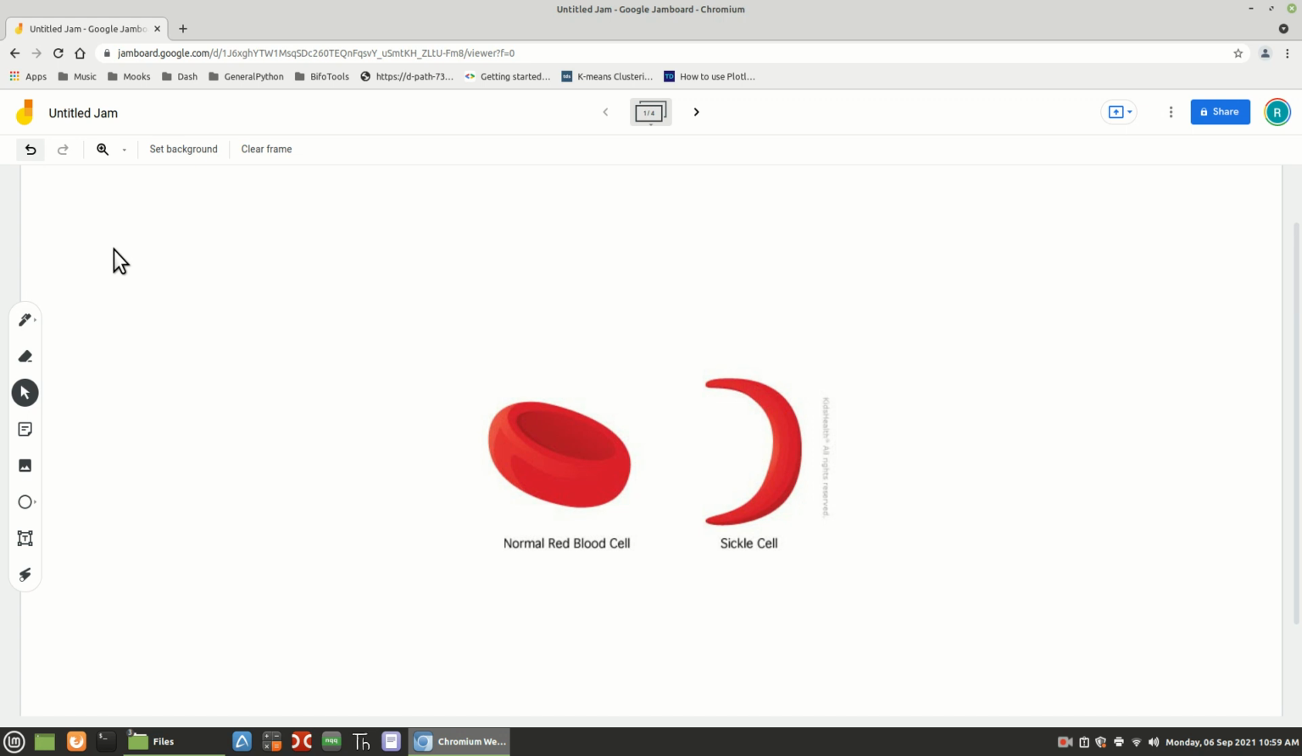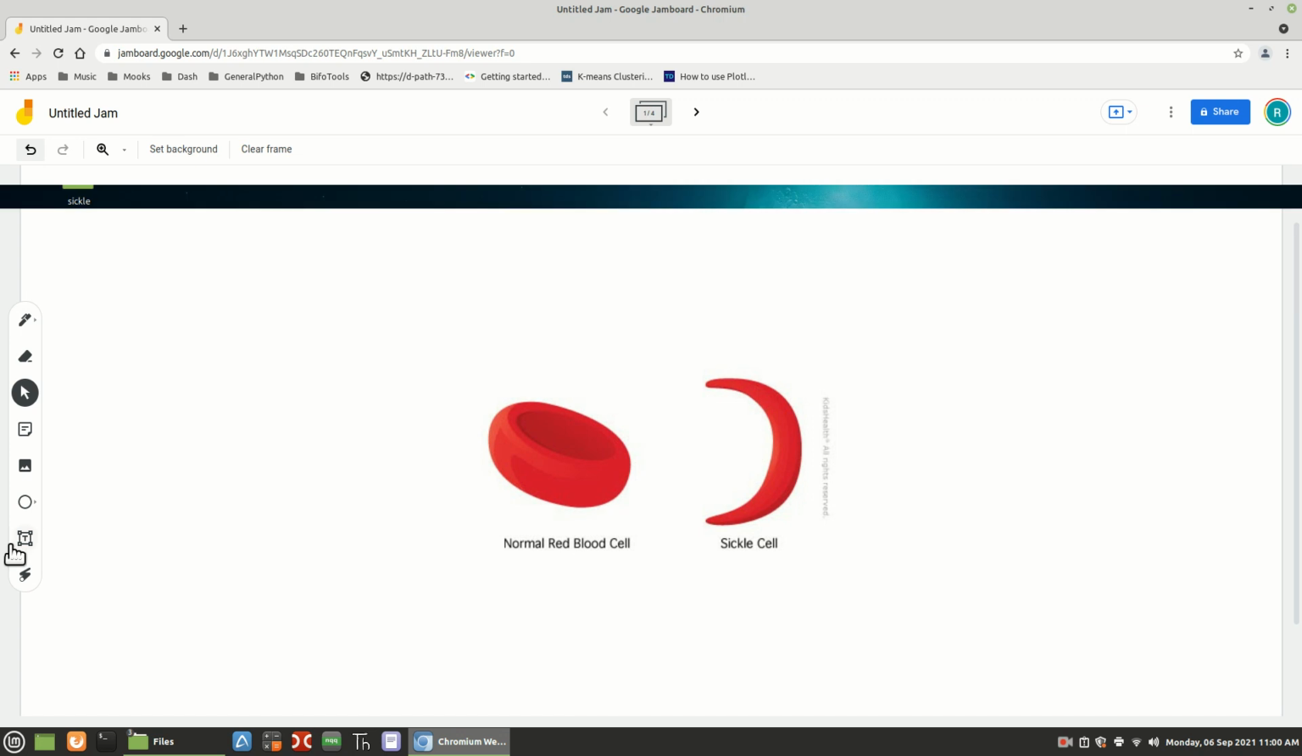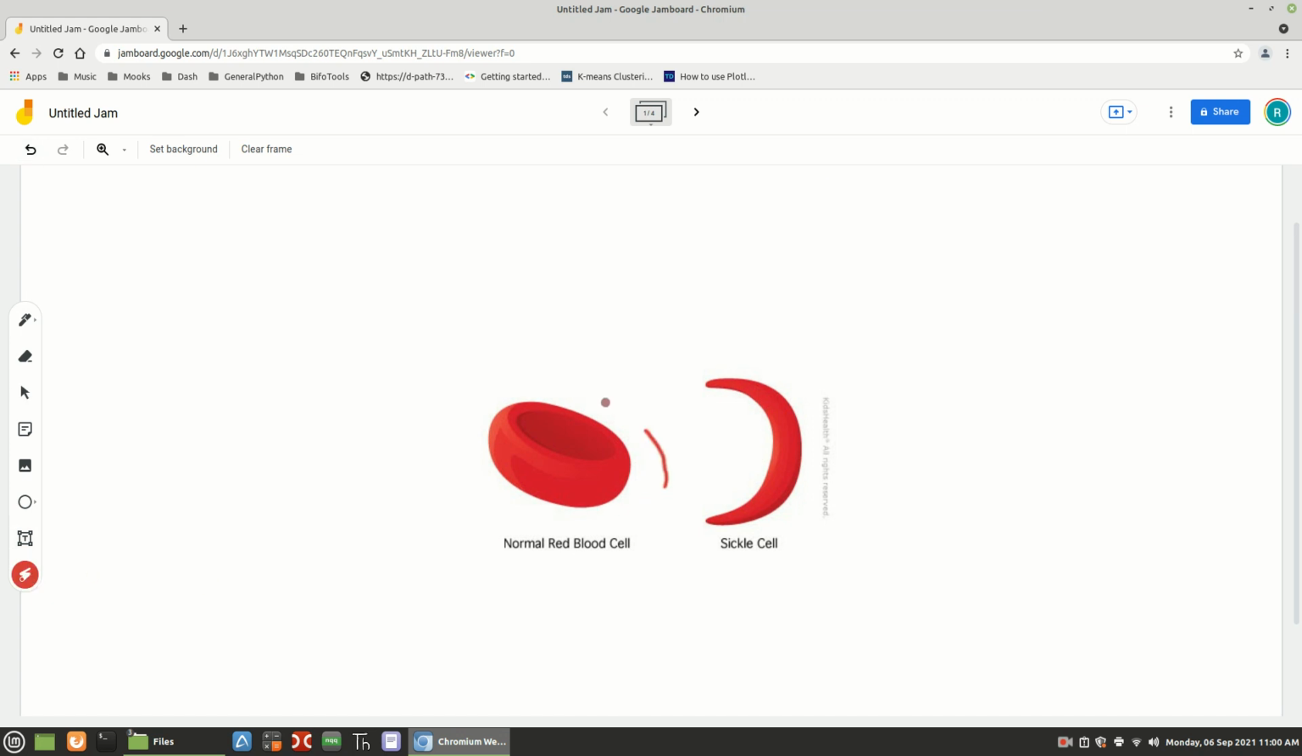Okay, in this video we're going to talk about the disease known as sickle cell anemia. Sickle cell anemia is caused by a change in the shape of your red blood cells. So red blood cells, as we can see here, these are red blood cells. Here is a normal red blood cell, and here is one that is abnormally shaped.